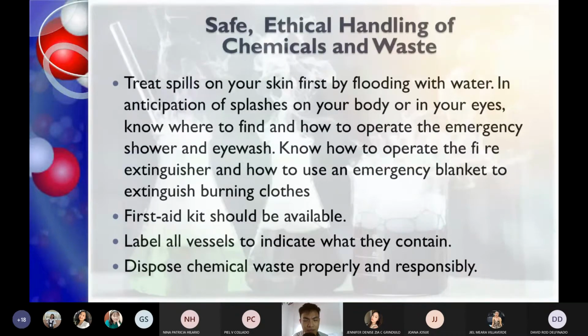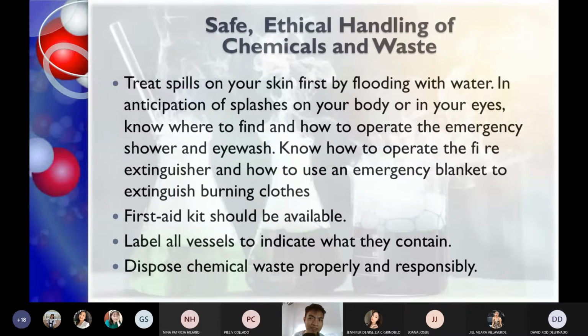Then, first aid should be available. We should know how to use first aid. Kahit band-aid man lang yan or gauze, kailangan alam natin how to use that. And then, you label all the chemicals. No? Label everything na paglalagyan nyo ng chemicals sa laboratory. Okay? Kasi pag nasa lab kayo, to be honest with you, sometimes you will have to use water bottles to serve as your containers.